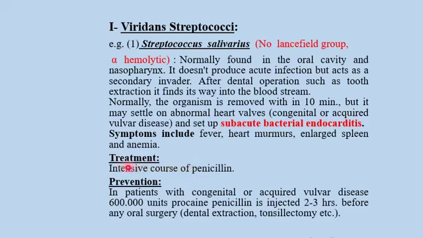This is for the treatment, but of course, prevention is more important. In patients with congenital or acquired valvular diseases, they must take 600,000 units procaine penicillin injection 2 to 3 hours before any oral surgery. For example, dental extraction, tonsillectomy, any surgical operation in the mouth. The dentist must ask the patient about the history of the patient. So if you know that he has anything in his heart valves, he must give him this treatment before doing the operation, to prevent subacute bacterial endocarditis.